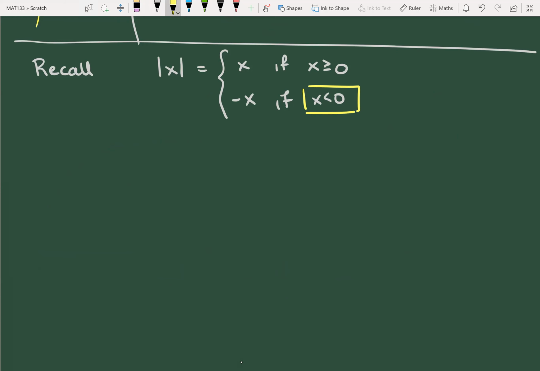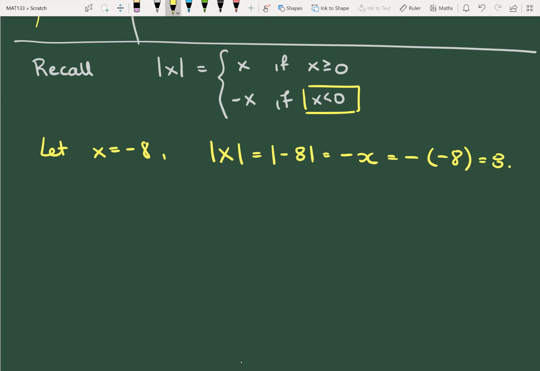So let's give this a shot. Let x be negative 8. When I take the absolute value of x, well, let me just write that: the absolute value of negative 8. Now, because x is less than 0, according to the piecewise definition above, I'm going to put out negative x. But remember, x is negative 8. And that gives you the positive version.